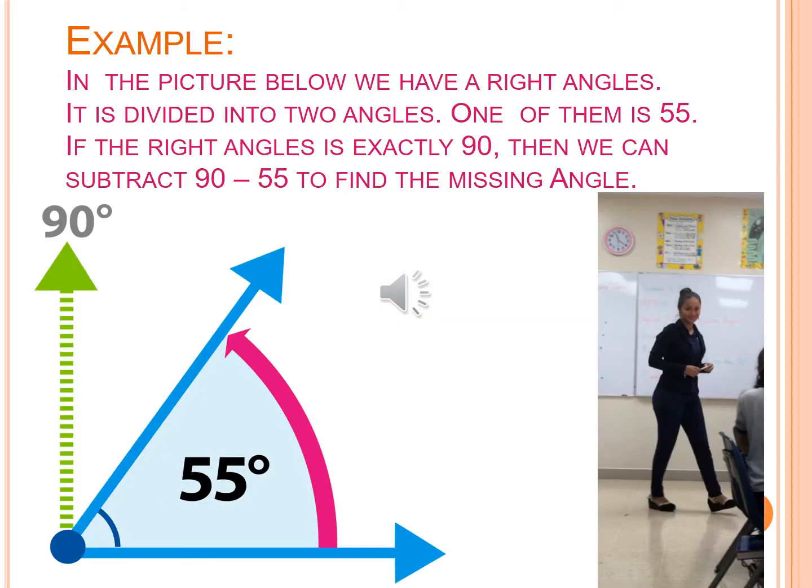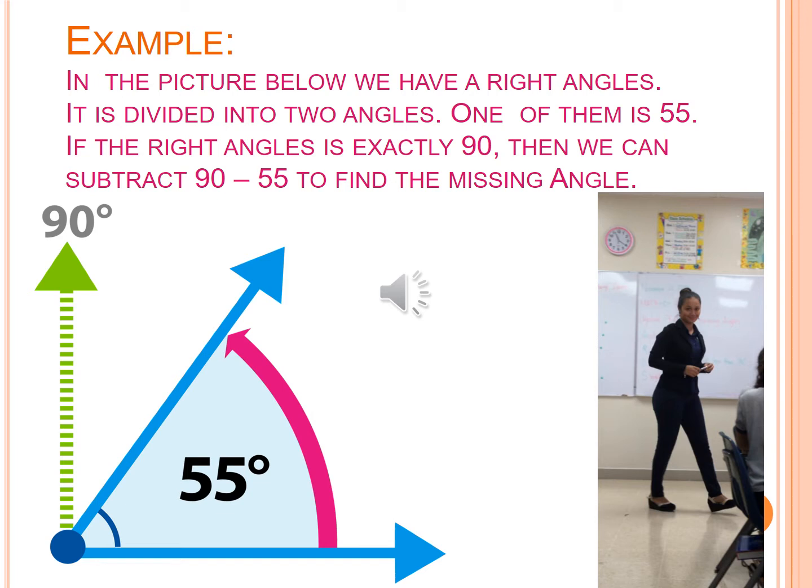In this example, we have a right angle. What is a right angle? It's an angle that is exactly 90 degrees. So if we have the measure of one of the angles, in this case, the one that has an arc in pink color, that one is 55 degrees. And we know that that's a right angle, which is 90 degrees.